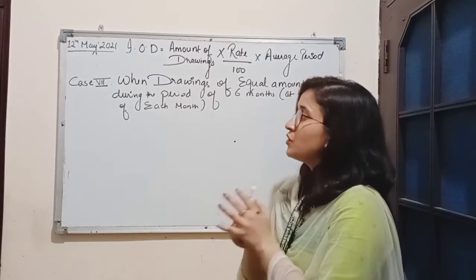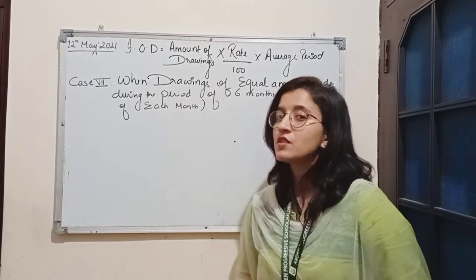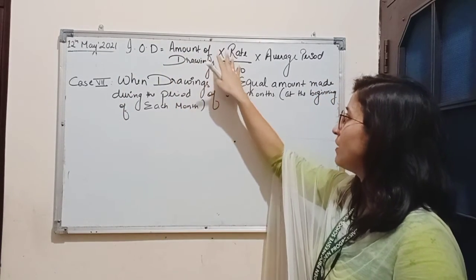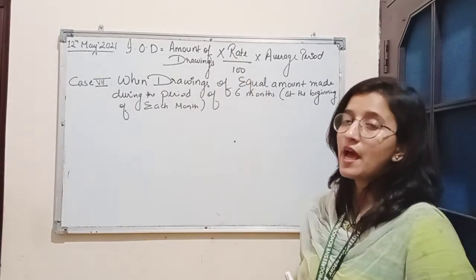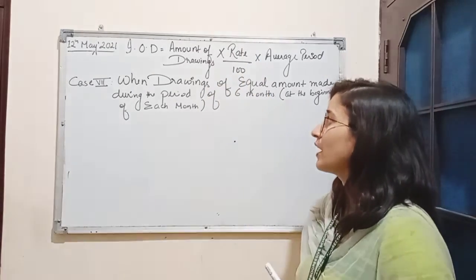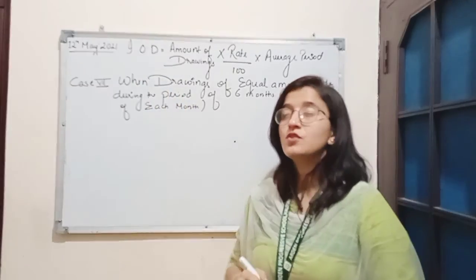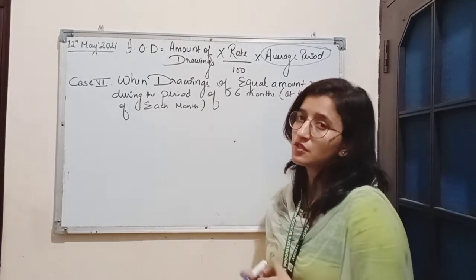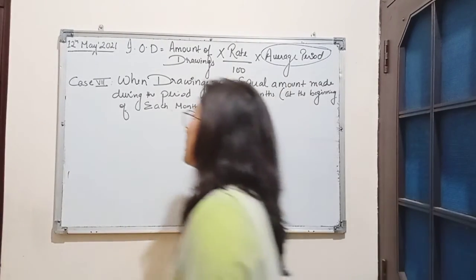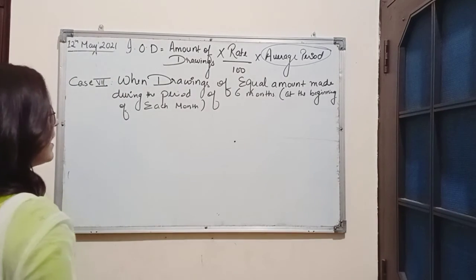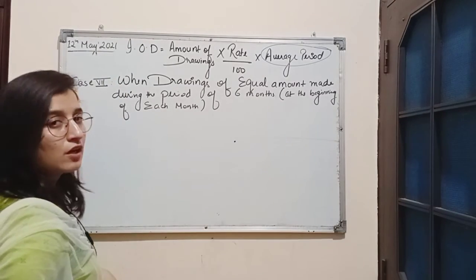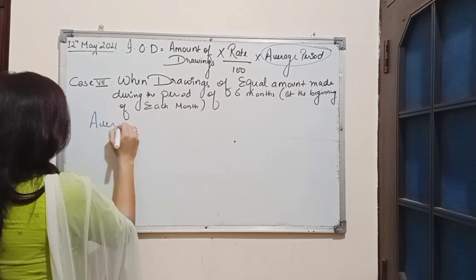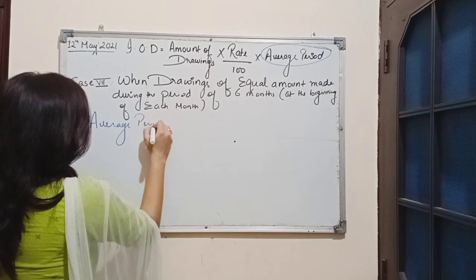So as we know, to calculate interest on drawing in every case, one common formula is applied, which is amount of drawings multiplied by rate of interest multiplied by average period. This formula is applied for calculating interest on drawing. And in each case, we just have to calculate average period. Rest of the formula is same. So here, where the partner is withdrawing the amount at the beginning of each month during the time duration of 6 months, first we will write how to calculate average period.